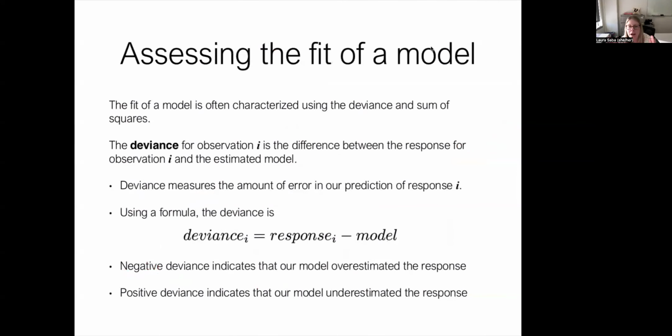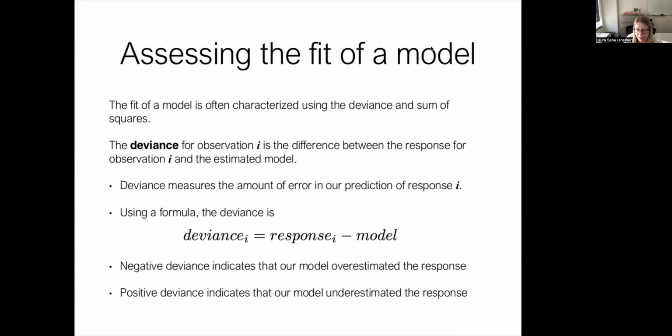So if we want to see how well our model fits the data, we use the term deviance. We talked about deviance when we talked about the mean before, remember? Our deviance for observation i, or for an individual sample, is the difference between the response observation that we actually saw and the estimated model. So deviance measures the amount of error in our prediction. As you could guess, if we're really good at predicting, then our deviance tends to be really small. Again, we're using those lower subscript i's to indicate something that's measured at the individual level.